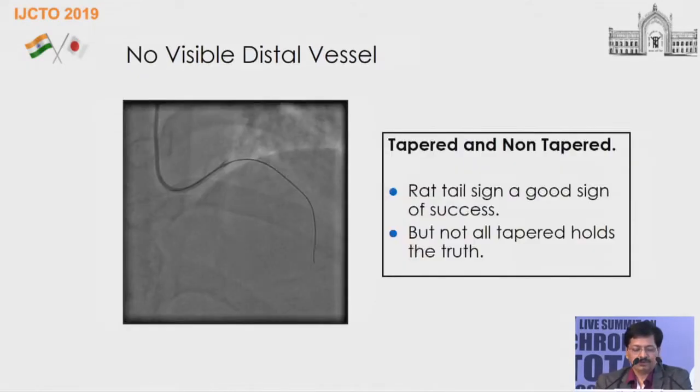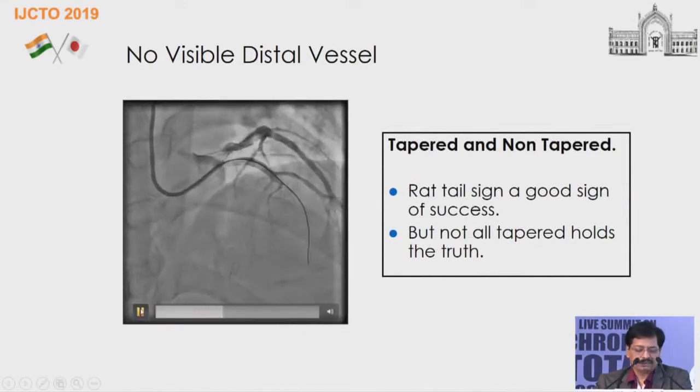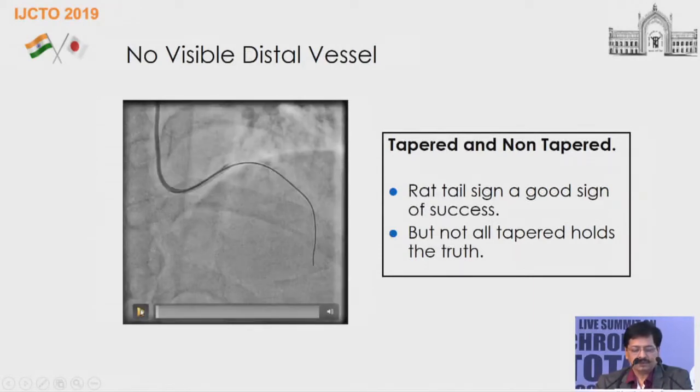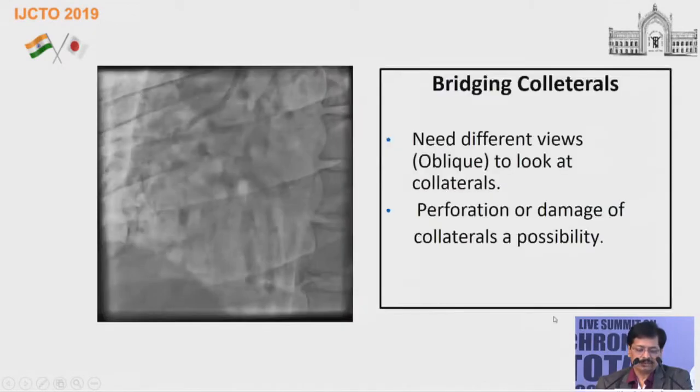But here there is no visible distal vessel. So not all rat-tail signs, a rat-tail sign is a good sign, but not always. In this case, absolutely no distal vessel, either retrograde or antegrade, is a bad sign that you are likely to fail. These types of lesions are better not to attempt.